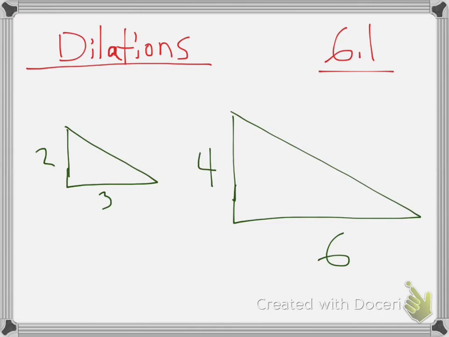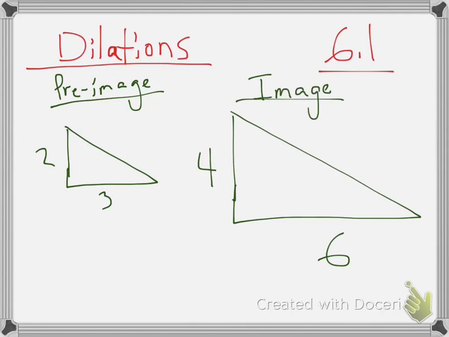So if you assume that one of these is a dilation of the other, if you remember these terms from last year, the first one was the pre-image. That might sound familiar. The second one was the image, like the before and after. Now, notice I didn't give you the third side. I could have, if I made it up, say this was 5. We'll get to this later.